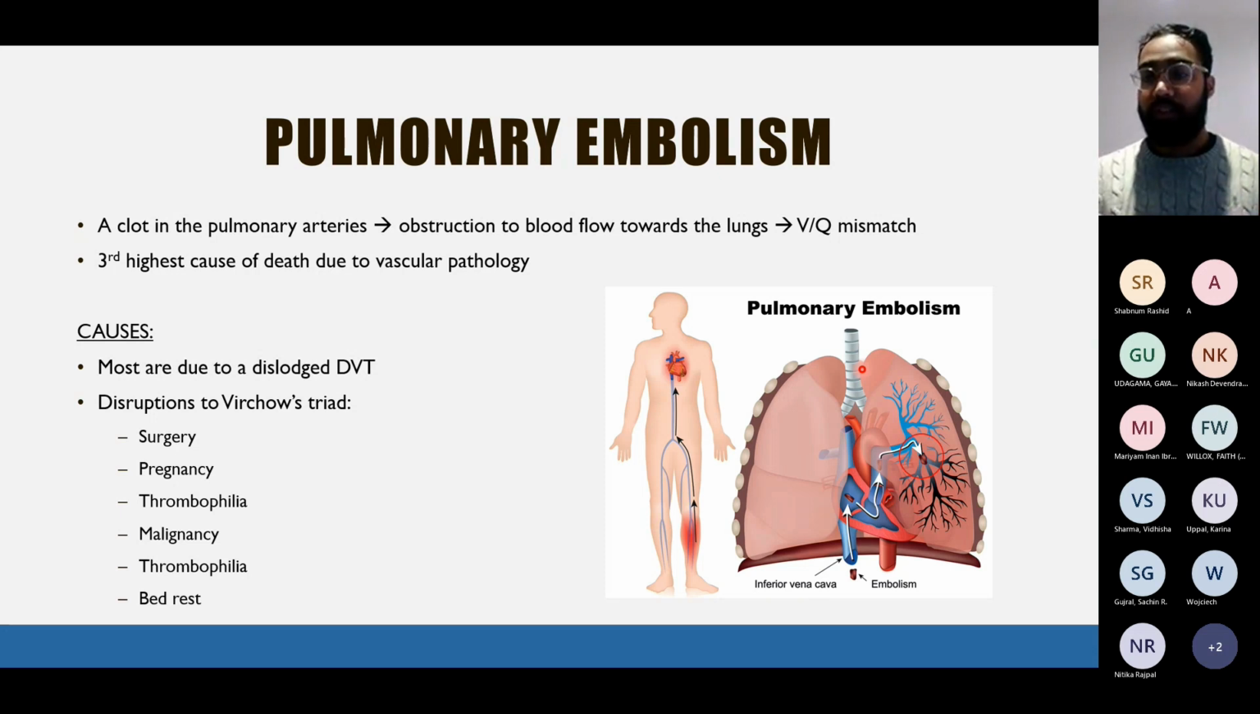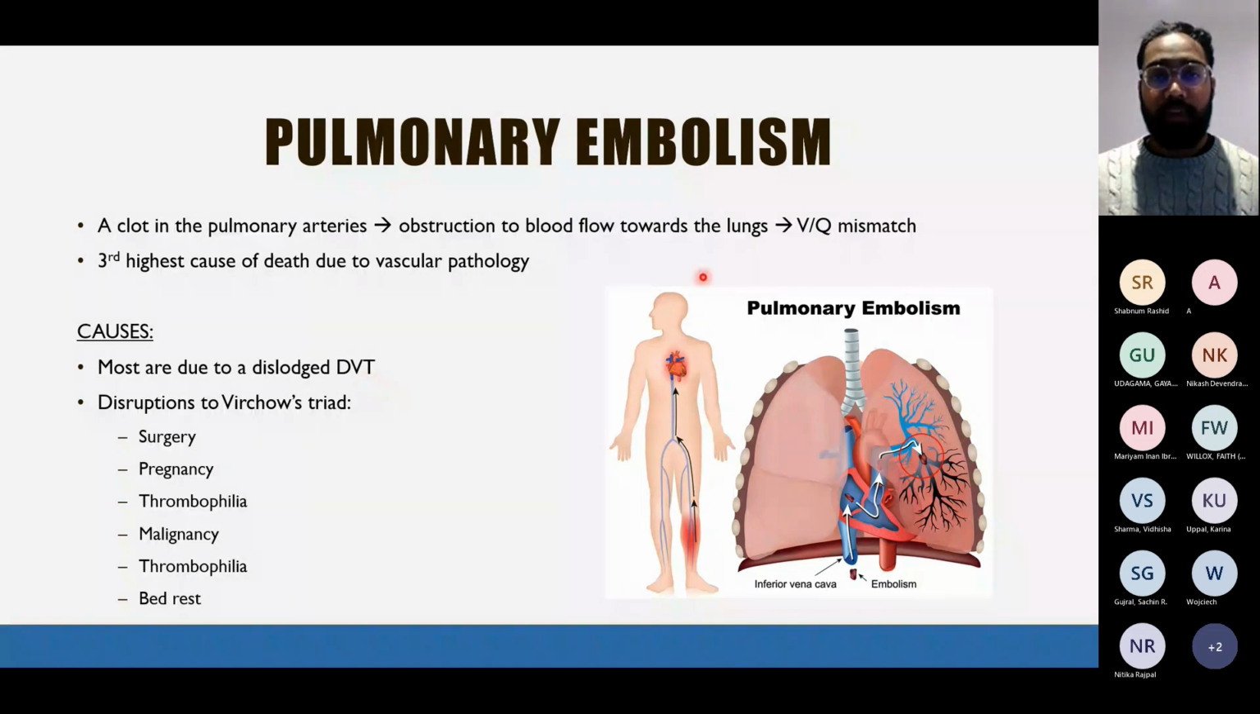Your VQ ratio is now 2.0 instead of 0.8, which is massively elevated. So that's why pulmonary embolism causes a raised VQ. Now the causes are the same as DVT and any other cause of hypercoagulability.